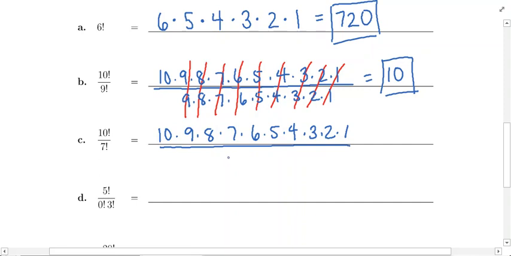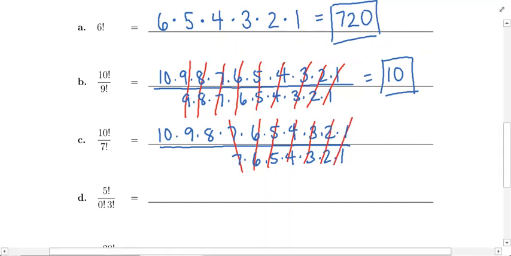And notice, to make this easier when I cancel things out, I am going to start below the 7 here. So 7 factorial is 7 times 6 times 5 times 4 times 3 times 2 times 1. Now we've got 7 divided by 7 is 1. The 7s cancel, as do the 6s, 5s, 4s, 3s, 2s, and 1s.